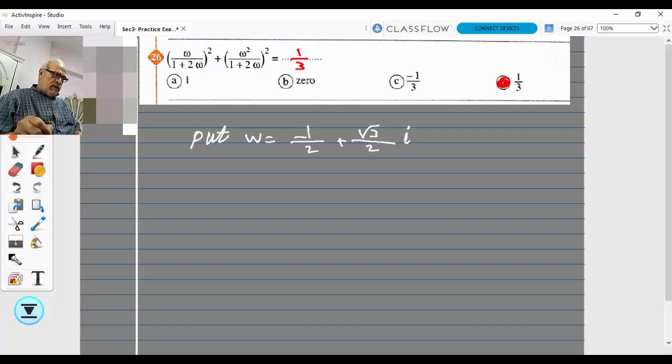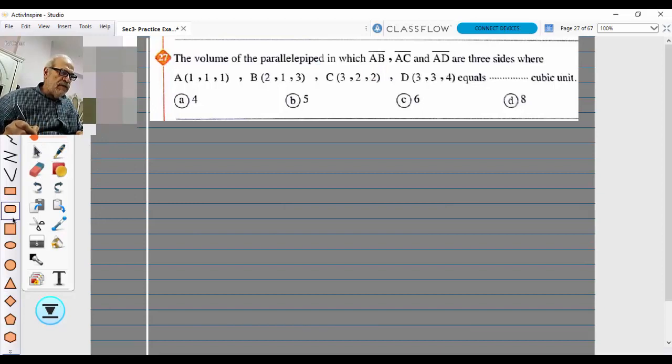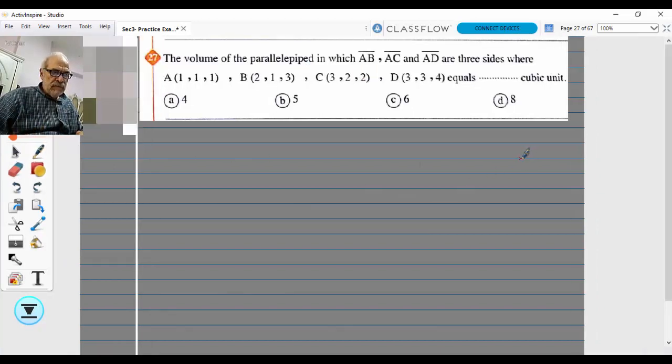Okay. Next question, question number 27. The volume of the parallelepiped in which AB, AC and AD are three adjacent sides. The parallelepiped will be in this form, like this.